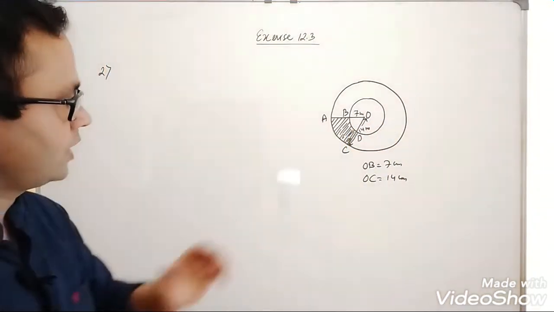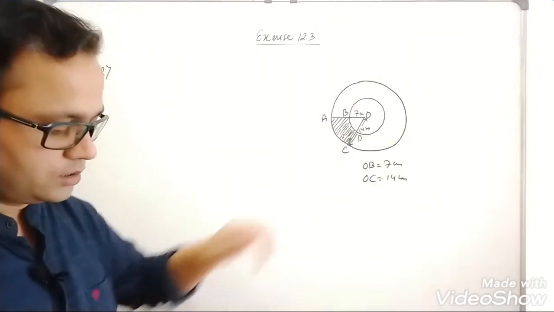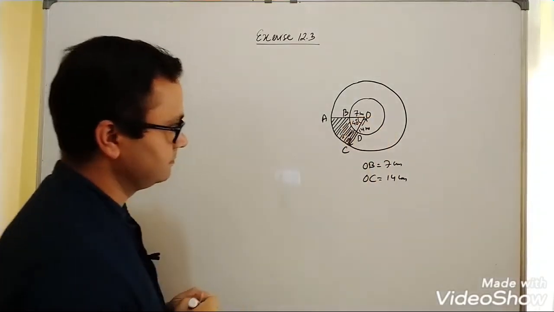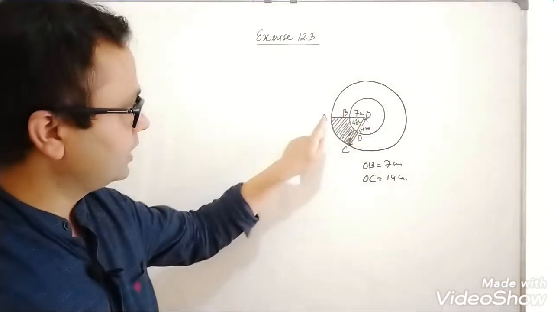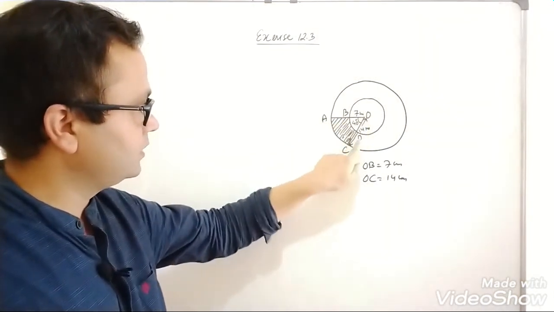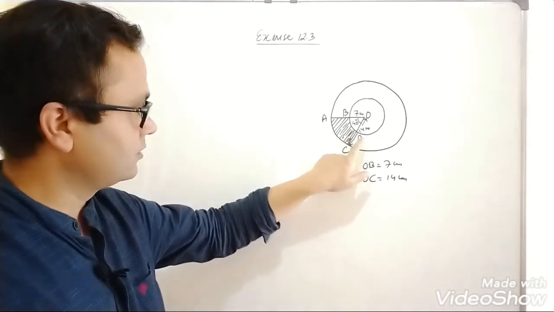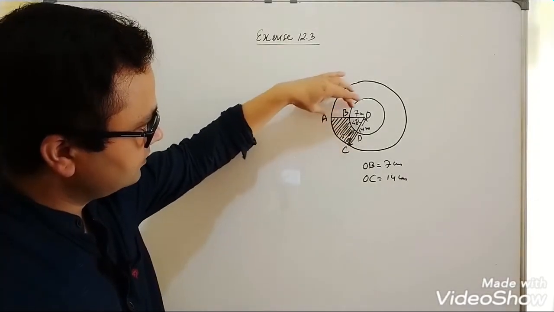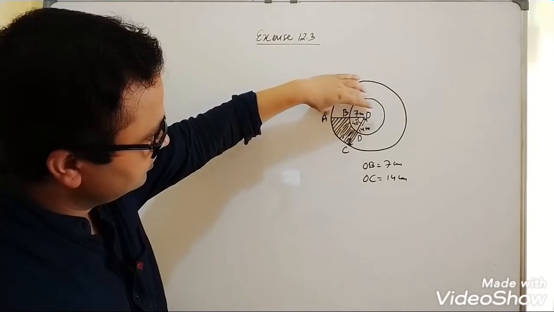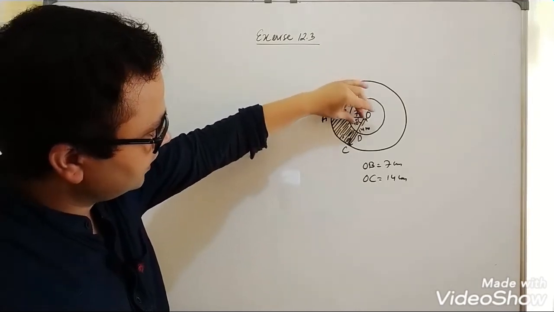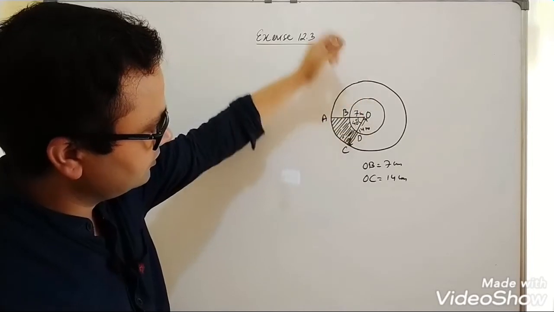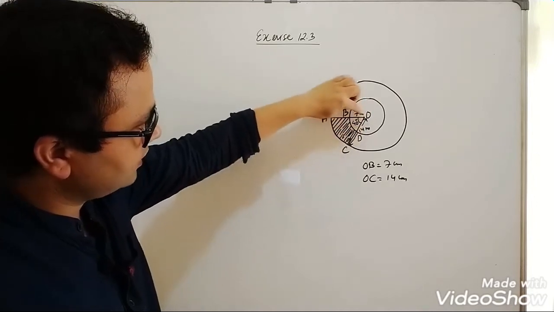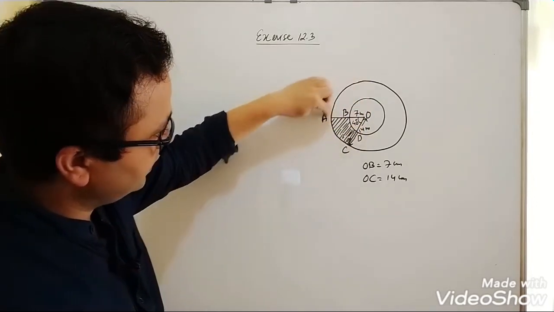So we wish to calculate the area of the shaded region. Theta is given, so theta is 40 degree. We can see that there are two sectors. One sector is OAC and another sector is OBD. For calculating the area, we subtract the area of the smaller sector OBD from the larger sector OAC.